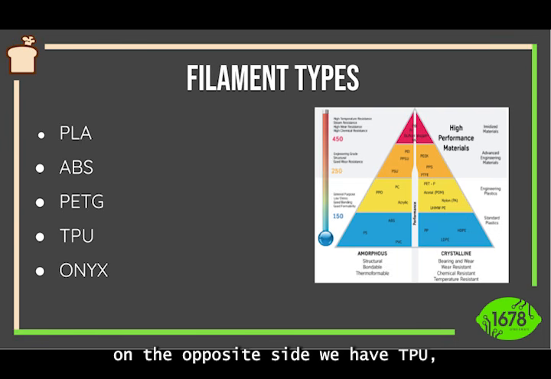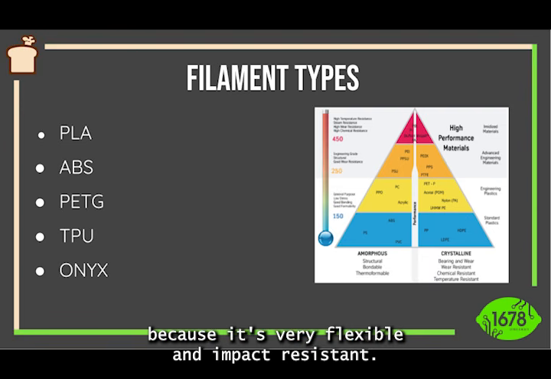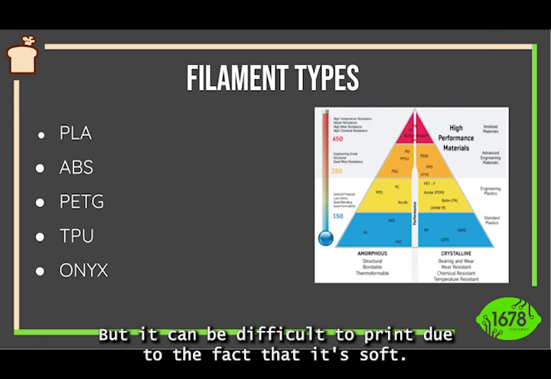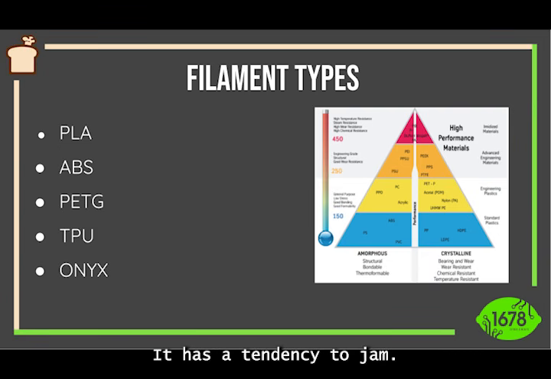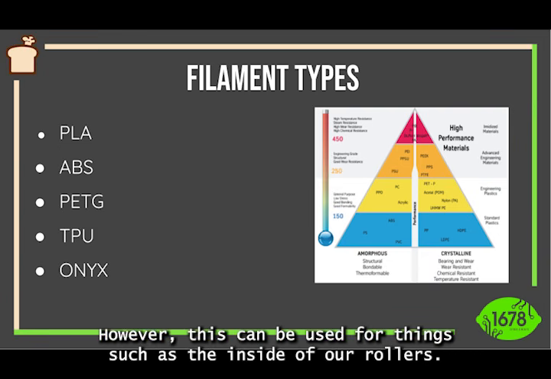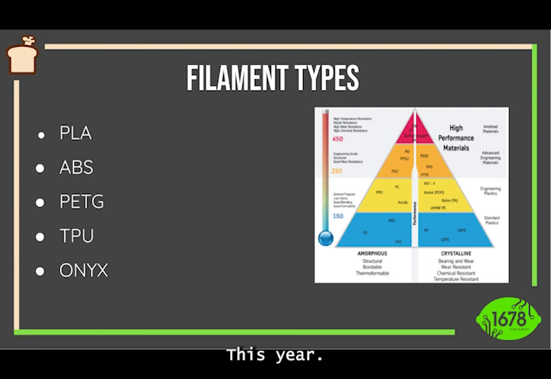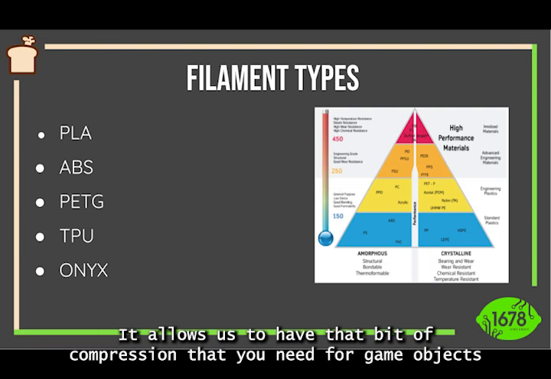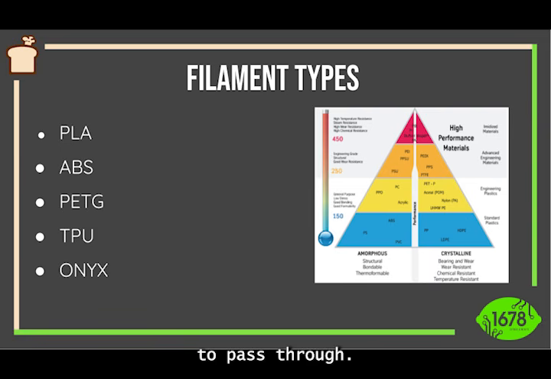On the opposite side, we have TPU, which is almost a squishy material because it's very flexible and impact resistant, but it can be difficult to print due to the fact that it's soft and has a tendency to jam. However, this can be used for things such as the inside of our rollers this year. It allows us to have that bit of compression that you need for game objects to pass through.